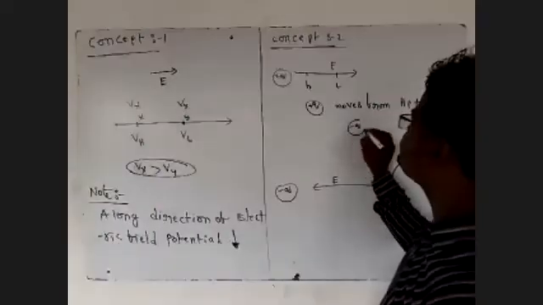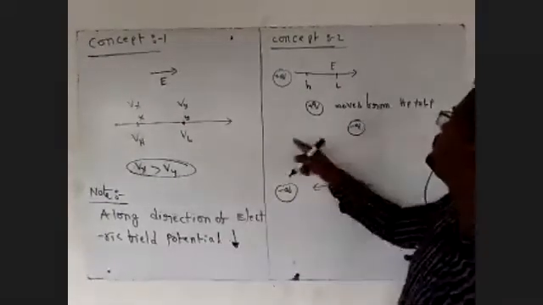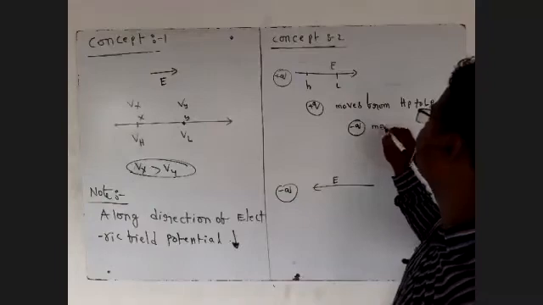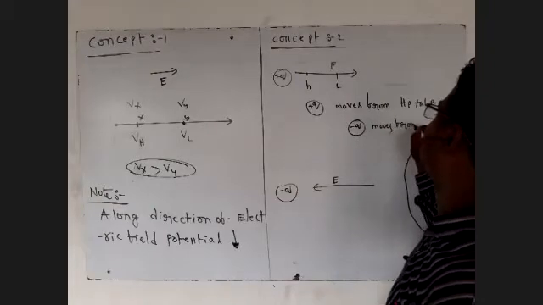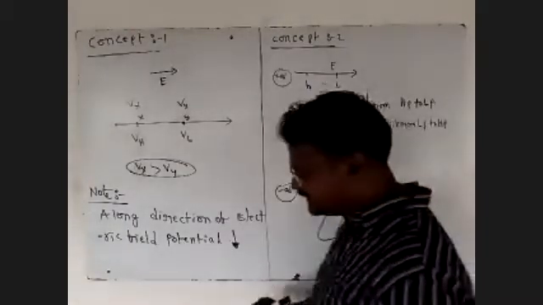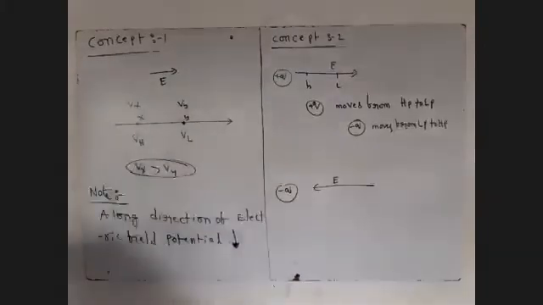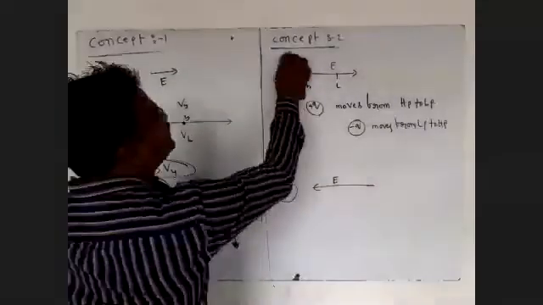For example, this is a negative charge. This negative charge moves from lower potential to higher potential. I'm going to explain this clearly. You see that one clearly, I'm explaining.